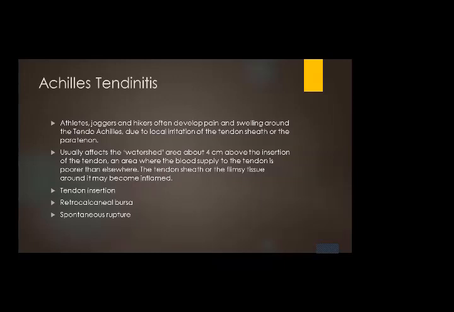The watershed area is about 4 centimeters above the insertion of the tendon. It's an area where the blood supply of the tendon is poorer than elsewhere. So the tendon sheath or the flimsy tissue around it may become inflamed. It also affects the tendon insertion. Retrocalcaneal bursitis and spontaneous rupture can result from long-standing Achilles tendonitis.